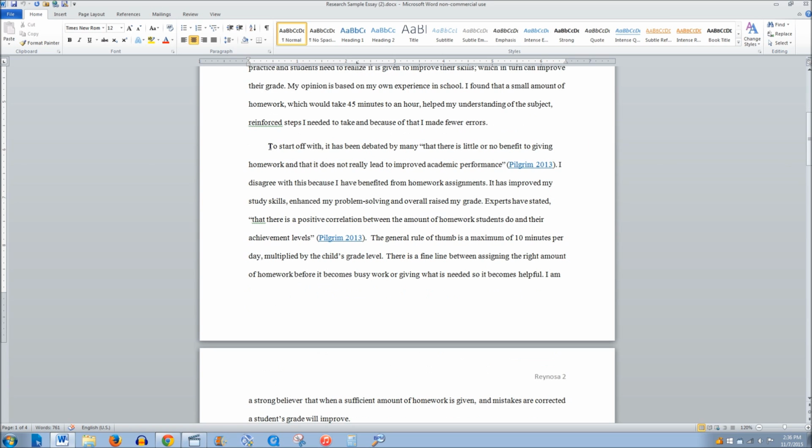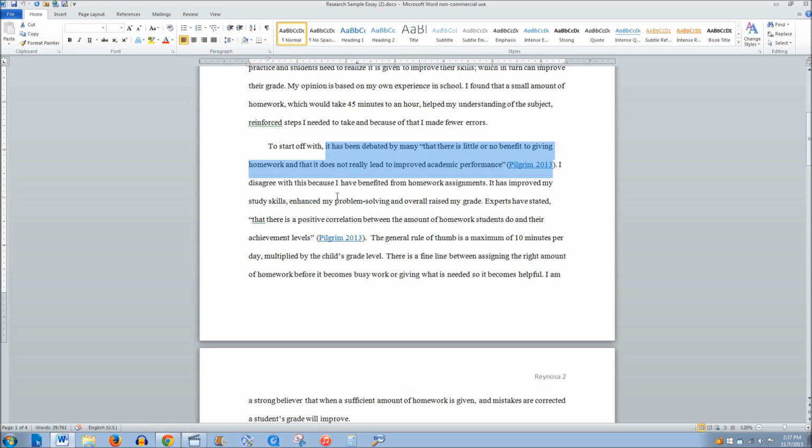The first body point indicates that the author is in favor of homework because it helps with achievement levels. That's a good point. But in order for her to claim that it helps with achievement levels, she has to find an opponent who would claim the opposite. Notice at the very beginning of the point right here, she addresses the opponent, who claims there is little or no benefit to giving homework. Now, in order for her to claim that it helps, she had to find somebody who claimed that it didn't help. This is the hardest part of the paper, finding the opponent.